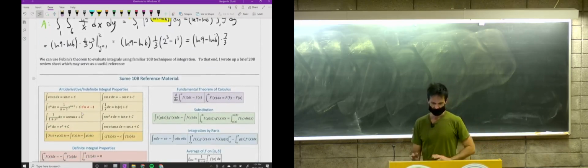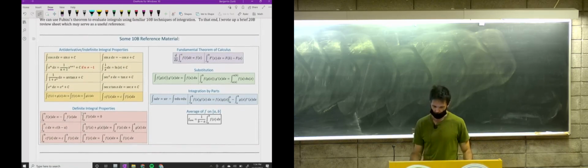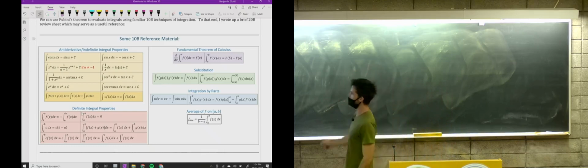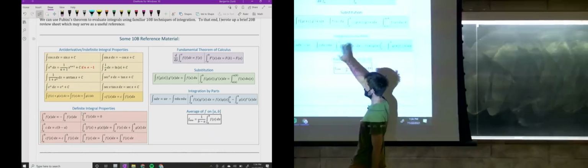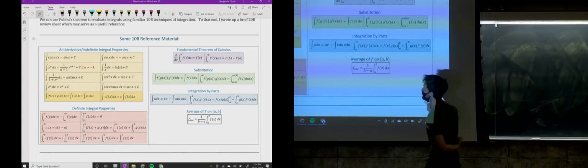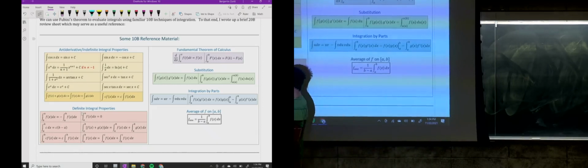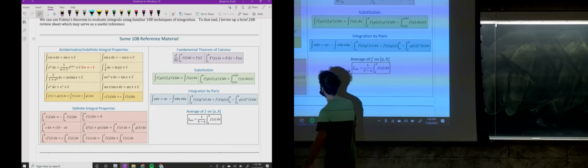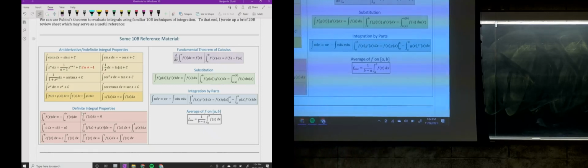Okay, so now that we see that we can use 10b techniques to evaluate double integrals, I wrote up an entire course in one page. So this is all of 10b, which I actually taught last winter. That's why I still had all these equations already written up. Yeah, in one page. So you may recall that you learned antiderivatives, which is just another word for indefinite integral. Right? Antiderivative and indefinite integral are two words that mean the same thing. And this is what they were. In particular, I want to point out the power rule, which is probably the most commonly used one.